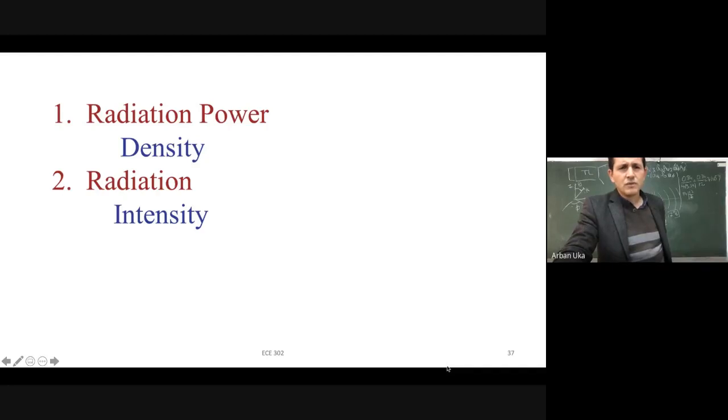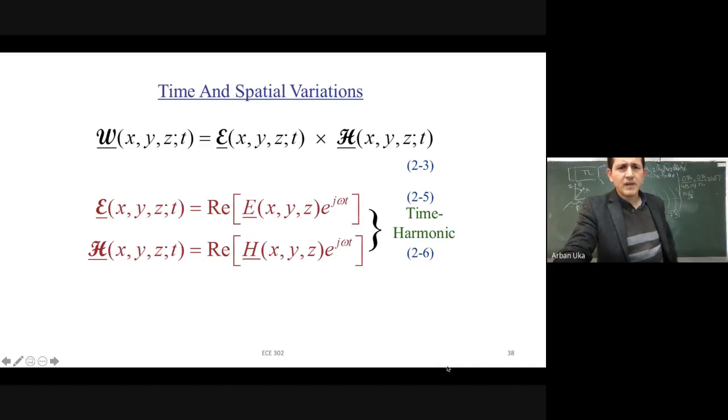Okay, so now we want to talk about the radiation power density and the radiation intensity. Here we are going to define a couple of new variables. We already know this. So we have this vector W, which is in fact the instantaneous Poynting vector. We have seen this before.